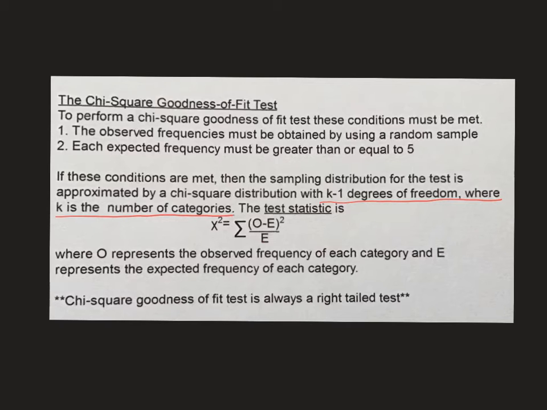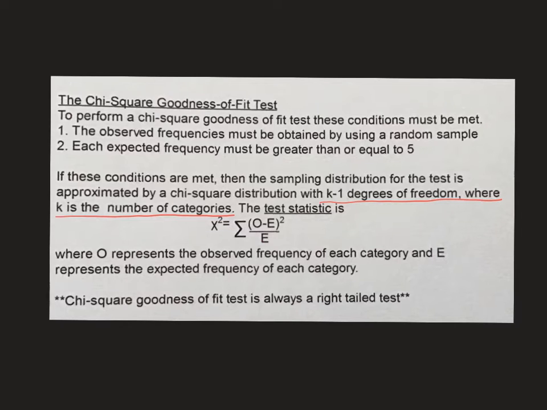Instead of n minus 1 like it's always been, it's just k minus 1. K stands for categories. So to find your chi-square, it's the sum of your observed minus your expected, all squared, divided by your expected. Basically we're just going to make a big table, so it'll be fine. Again, O is your observed frequency, E is your expected frequency.